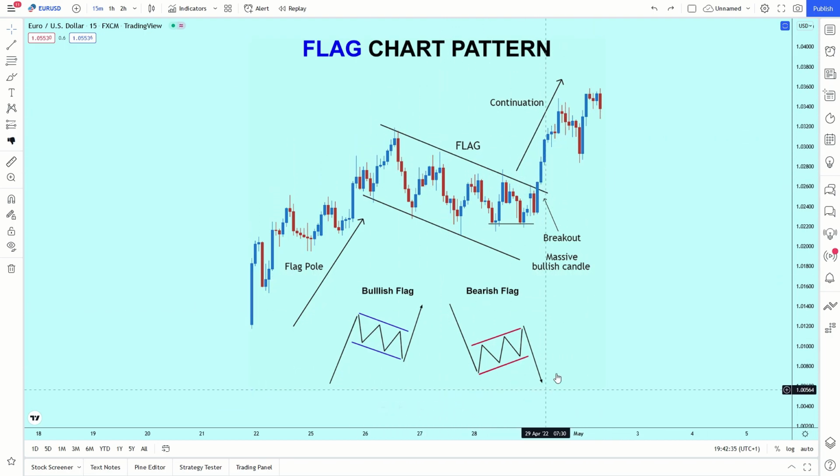Same goes for the bearish flag, but this time these parallel trend lines are a little bit angled up. And this time we have higher highs and higher lows. And after price breaks this downtrend line, we expect price to continue to go down.